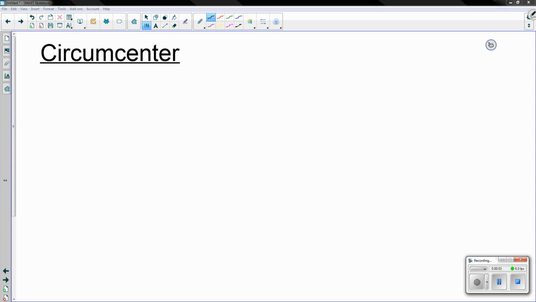In this video, we'll talk about the circumcenter of a triangle. So we'll start by defining the circumcenter and some of its properties, and then we will go into an example on how to find one in a coordinate plane. So the circumcenter is the point of concurrency for the perpendicular bisectors of the triangle.